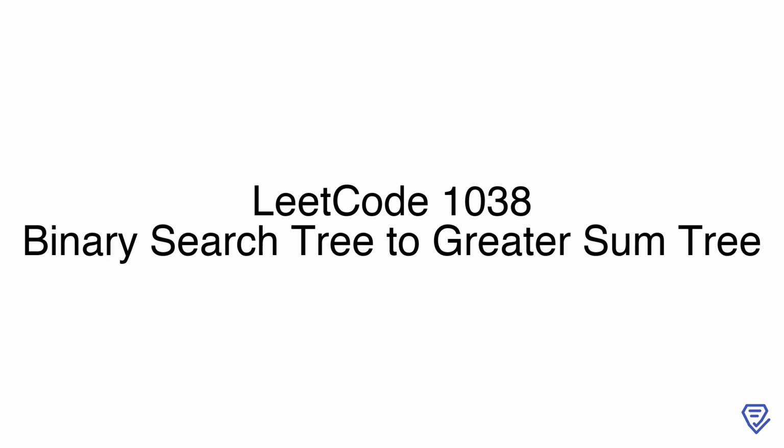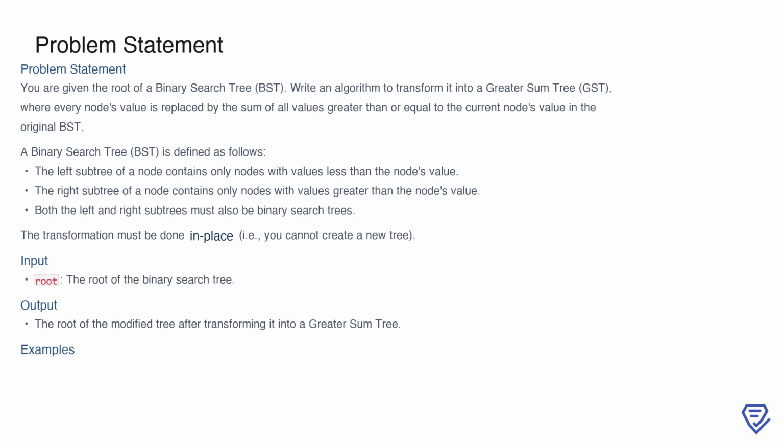Let's dive in. In this problem, you are given the root of a binary search tree, or BST, and your task is to transform it into a greater sum tree, or GST. In a GST, the value of each node is replaced by the sum of all values in the original BST that are greater than or equal to that node's value.